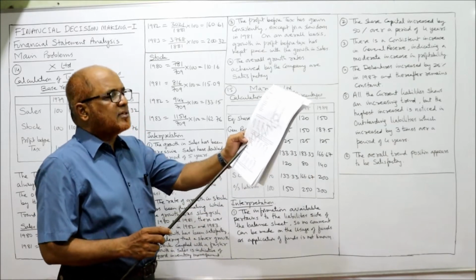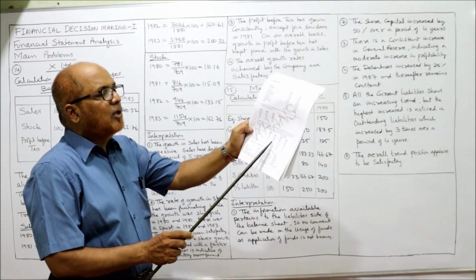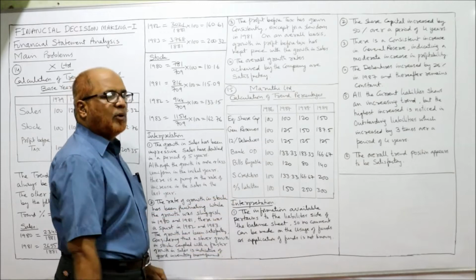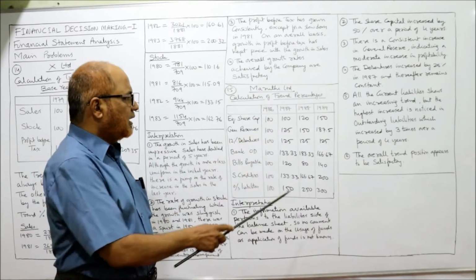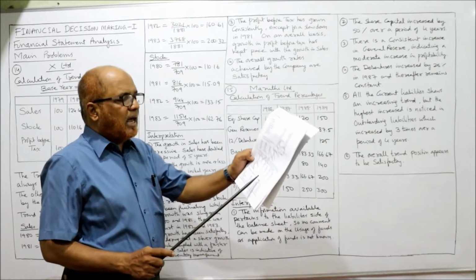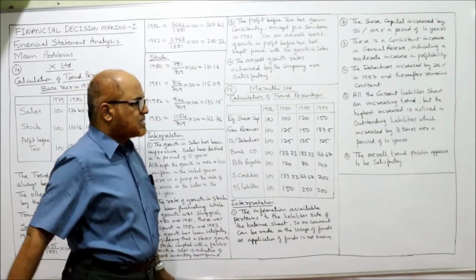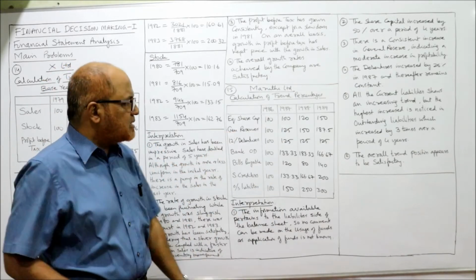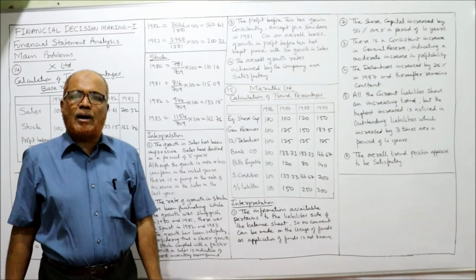Now bank overdraft. Bank overdraft base year 300, current year 400. So 400 by 300 into 100, you will get 133.33. Similarly, 550 by 300 into 100, 183.33. Last one, 500 divided by 300 into 100, 166.67. Same way you calculate the percentage for all the values. Now you have to give the comment.